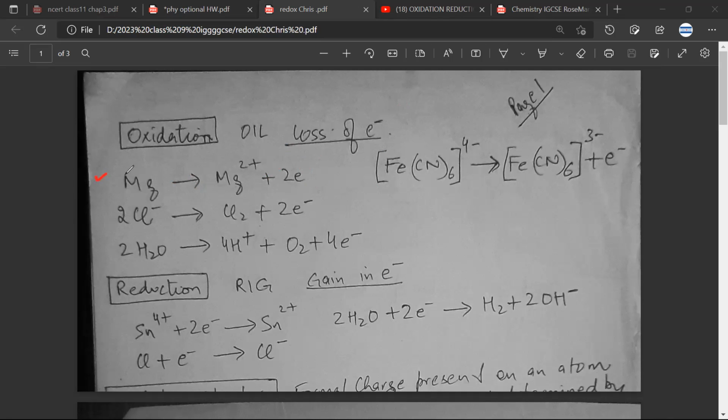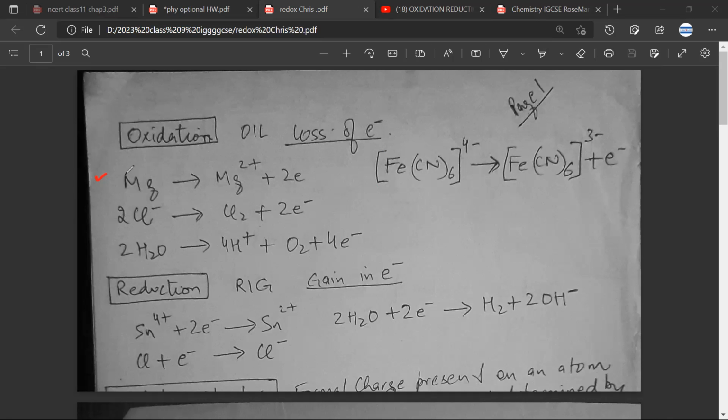And we should be very clear. I'll be sending you this PDF, and I suggest you copy it so that you understand how these reactions in terms of loss and gain of electrons are written. Yes. Understood my point?